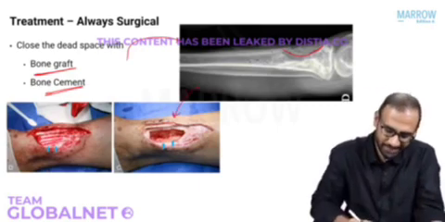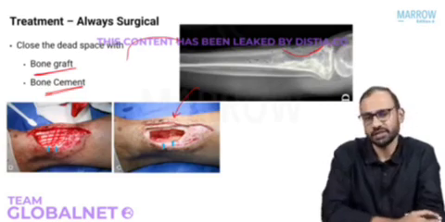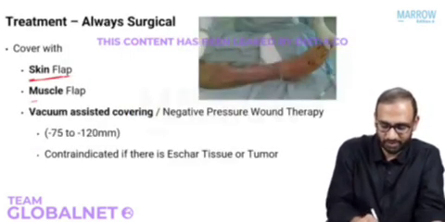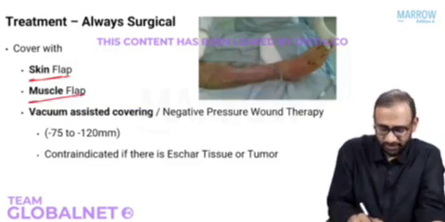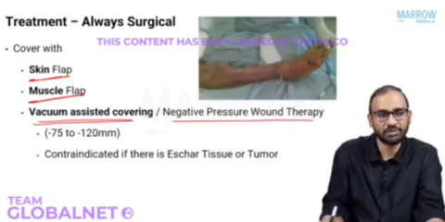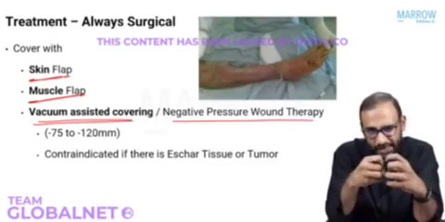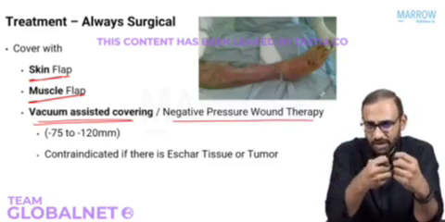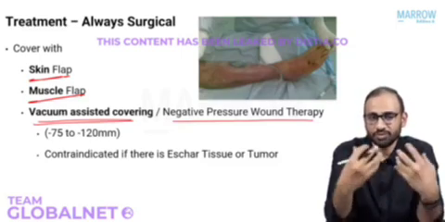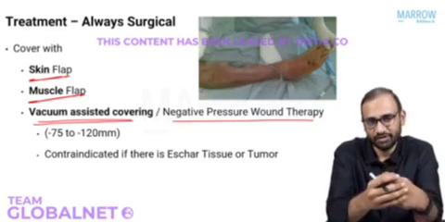Now, what about this skin covering? This skin covering sometimes requires a skin graft or a muscle graft. So a skin flap can be used or a muscle flap can be used. And nowadays we have VAC, that is vacuum assisted closure, that is negative pressure wound therapy, where you apply a lot of negative pressure over the wound, which will remove all the exudate that collects at the wound and help in promoting healing by forming a lot of granulation tissue.